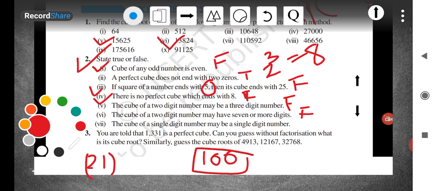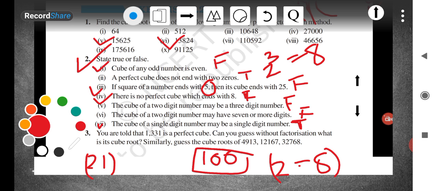Now the 7th question. The cube of a single digit number may be a single digit number. So yes, this is true, because single digit number means what? 1, isn't it? So 1 cube is 1. Again 2 cube is also single, and 2 cube is what? 8. So the cube of a single digit can be a single digit number in some cases. Not in every case, but in some cases it is true. So this is the true or false of this question.